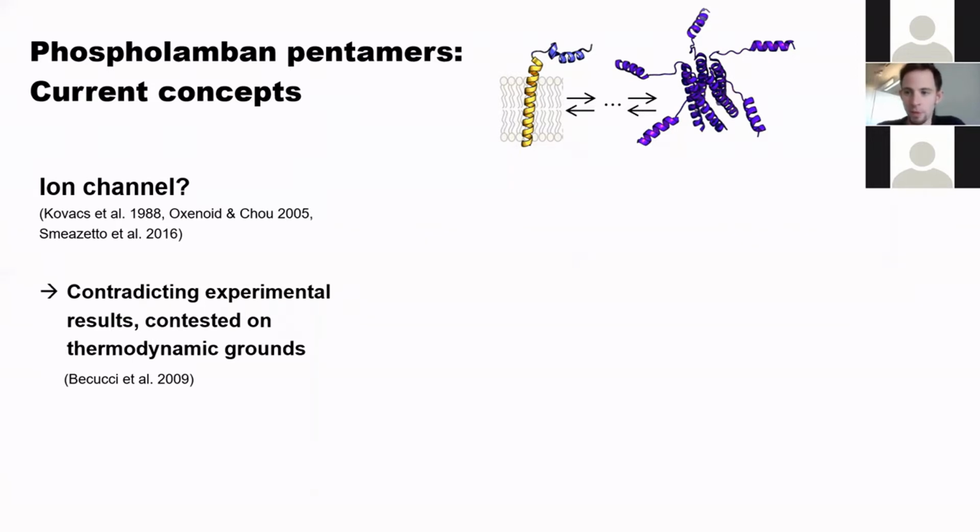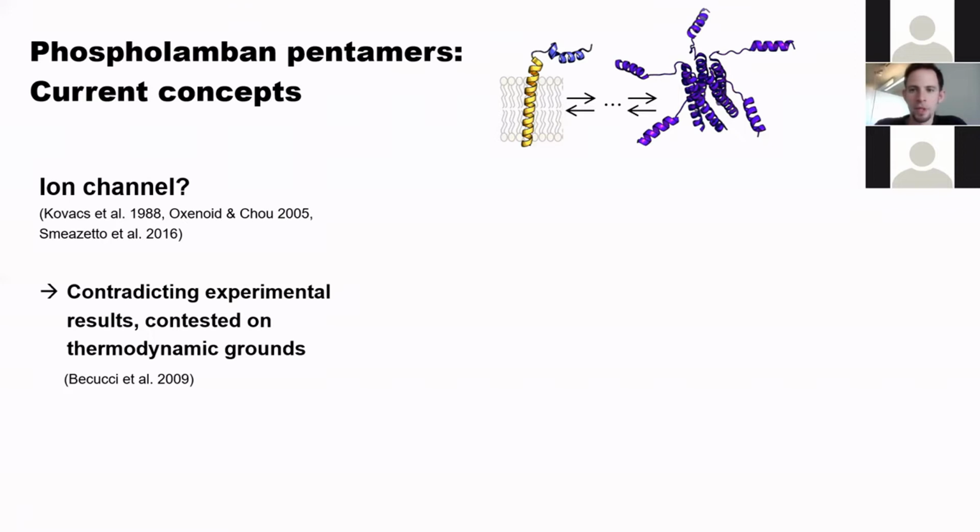Other groups have found no channel activity at all. And the whole hypothesis, or this theory, has also been challenged based on thermodynamic arguments. So possibly, or probably, it's not the most convincing theory, at least at the moment.